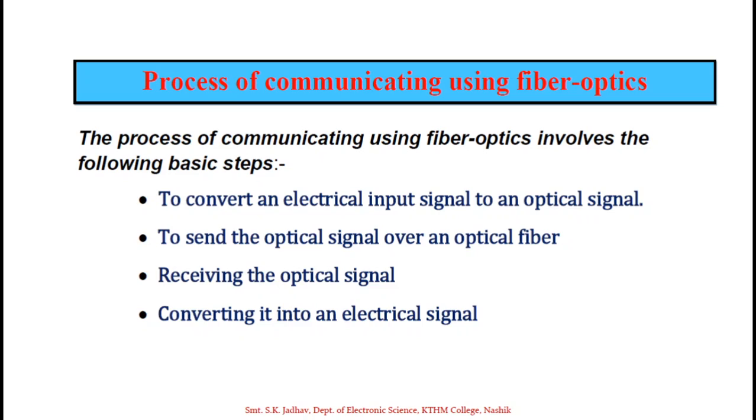Then the second step is to send the optical signal over an optical fiber, that means relaying the signal along the fiber, ensuring that the signal does not become too distorted or weak. Then the third step is receiving the optical signal, and the fourth is converting it into an electrical signal.